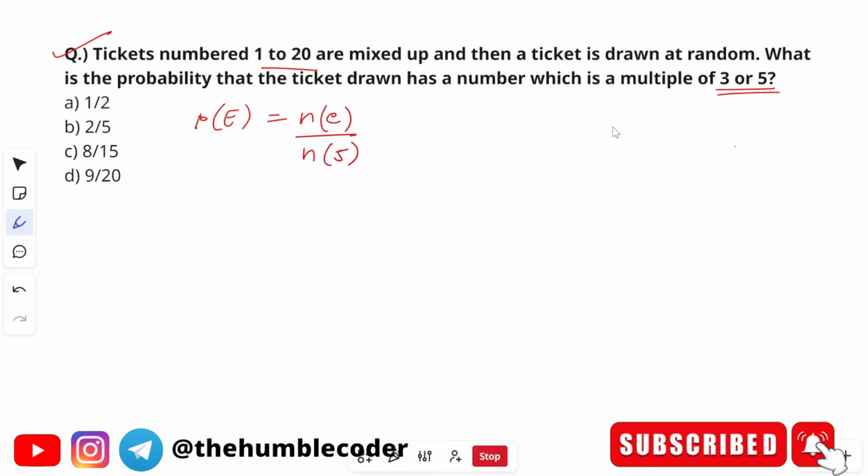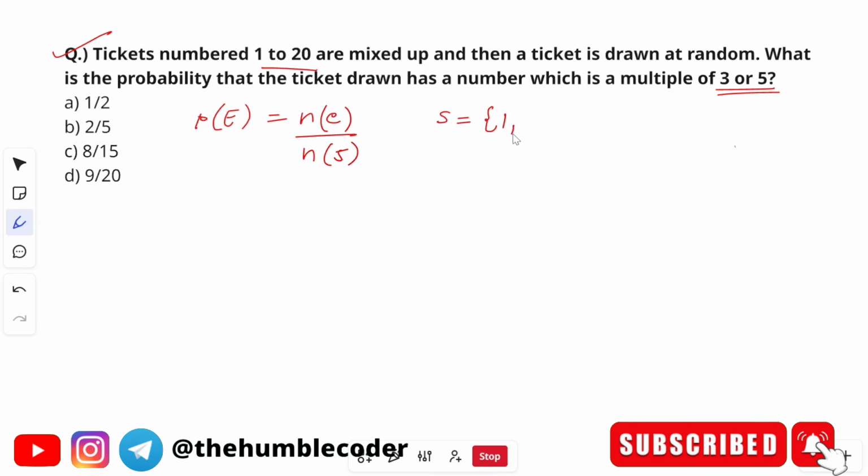See, first of all, we need to calculate the sample space, which is n of S, or S directly we can write. Now what is the sample space in this going to be? Okay, see, it is told that tickets numbered from 1 to 20 are mixed up and then one ticket is drawn at random. So if we have a ticket numbered from 1 to 20, then what can be the sample space?